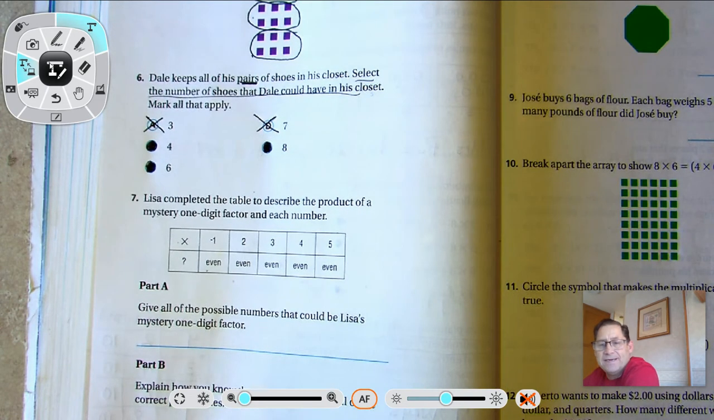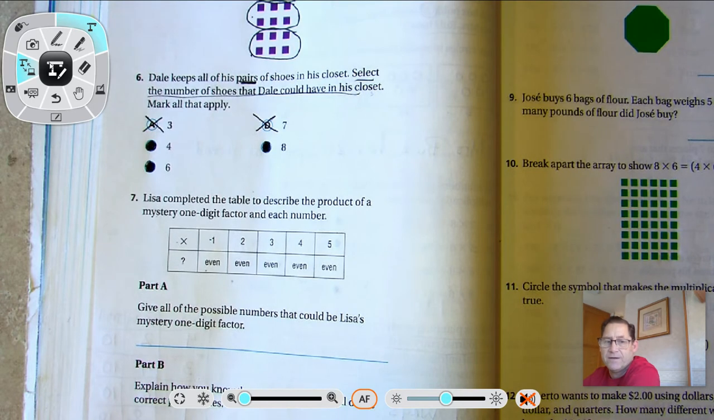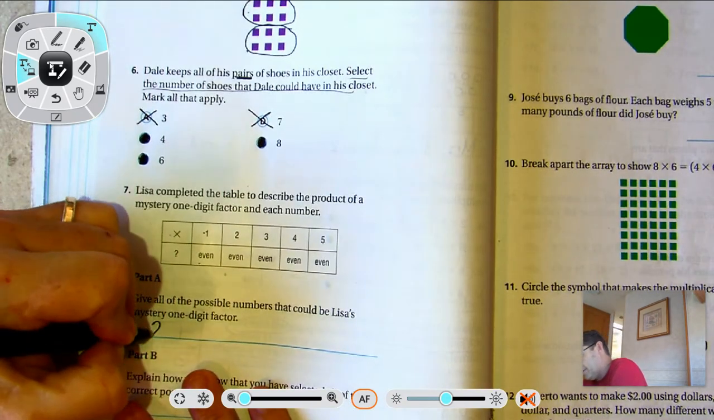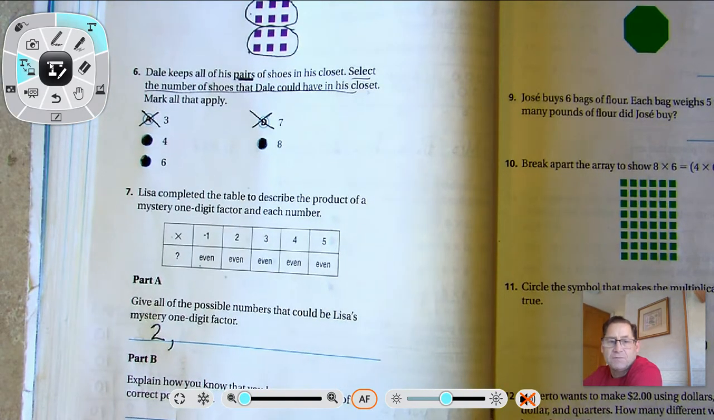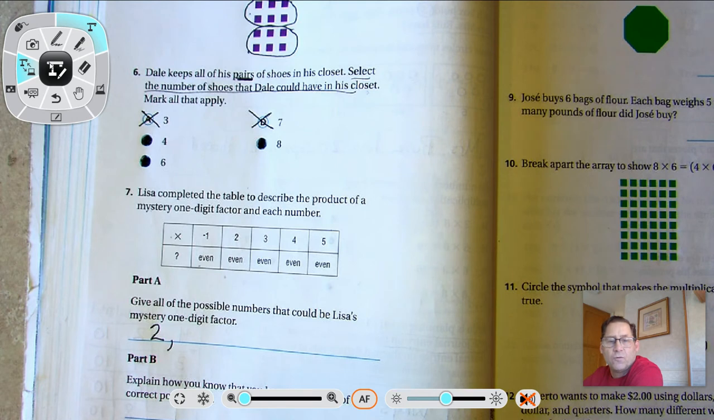Well, we know that any number times 2 is an even answer. 2 times 1 is 2, 2 times 2 is 4, 2 times 3 is 6, 2 times 4 is 8, 2 times 5 is 10. So 2 is definitely a possibility. How about 3? Let's just try it. 3 times 1 is 3. Oh, that's not even, is it? Okay, so no. How about 4? 4 times 1 is 4. 4 times 2 is 8. 4 times 3 is 12. 4 times 4 is 16. 4 times 5 is 20. Yeah, 4 works.